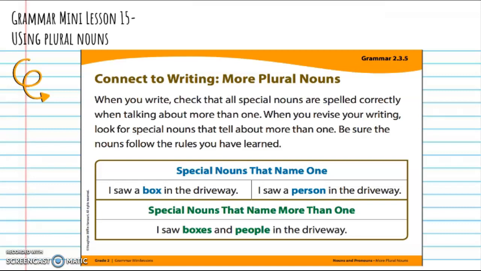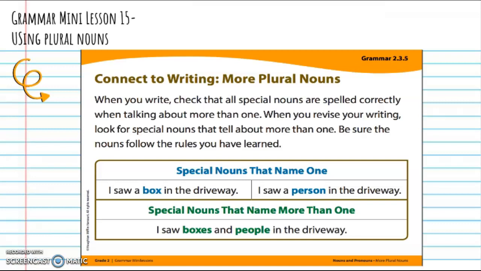In this lesson, we are going to talk about using plural nouns in our writing. When you write, check that all special nouns are spelled correctly when talking about more than one. When you revise your writing, look for special nouns that tell about more than one. Be sure the nouns follow the rules you have learned.